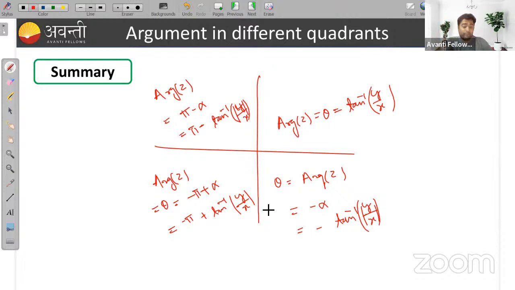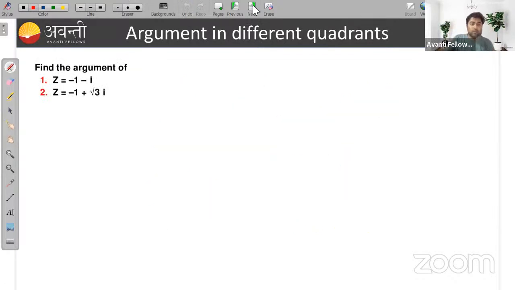So remember, when it is lying in the first quadrant, the argument will be tan inverse of y upon x. In the second quadrant, it is pi minus alpha, where alpha is tan inverse of mod of y upon x. When it is in the third quadrant, the argument will be minus pi plus alpha, and in the fourth quadrant, theta is equal to minus alpha. Clear? Let's solve these two questions first.